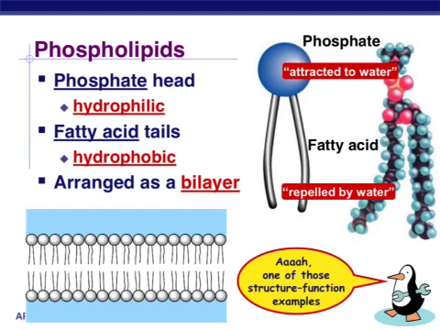Now, because of the phosphate group, that head is hydrophilic. It is attracted to water, it's water-loving. Whereas the tails, because they're all hydrocarbons, are hydrophobic. They're repelled by water. They don't want to be anywhere close to water.